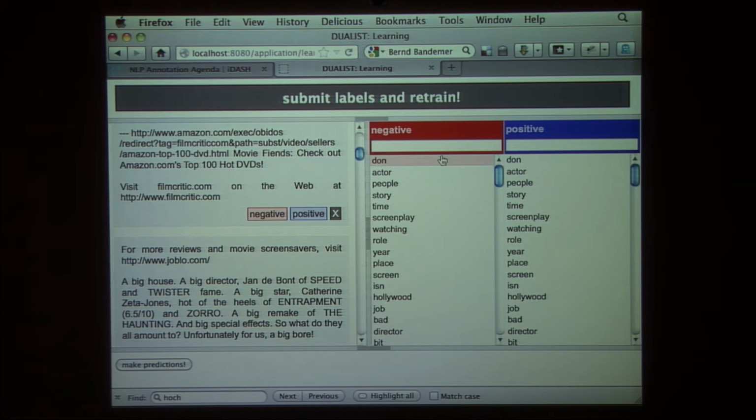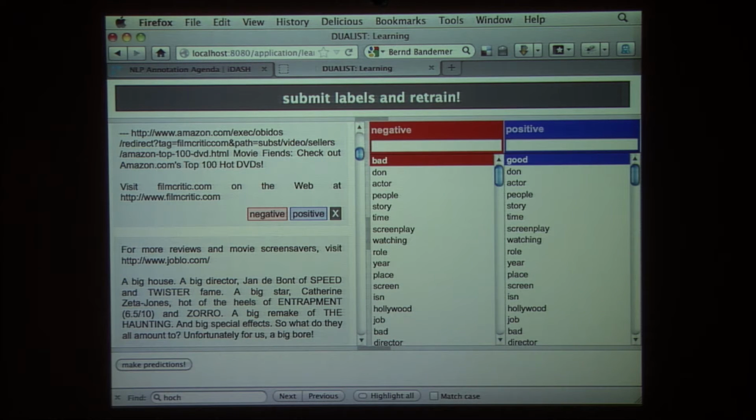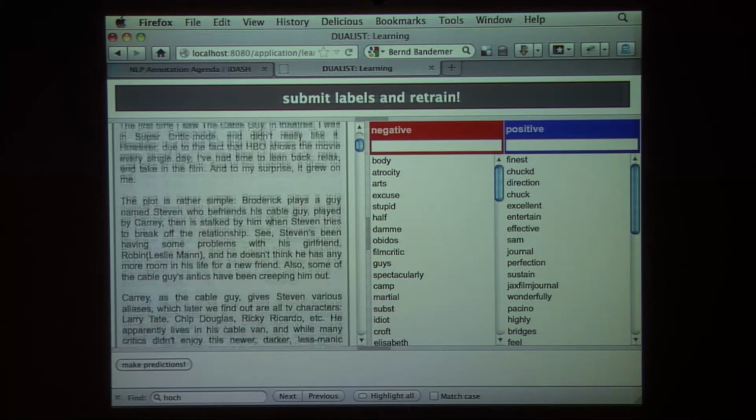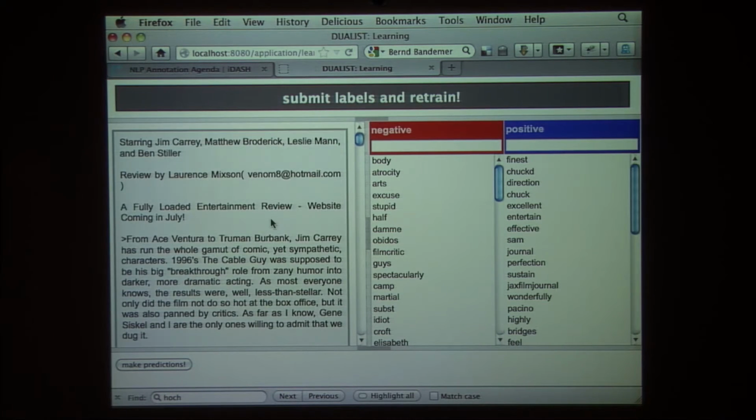And over on the right-hand side, we've got columns that correspond to the different classes in this particular task, negative and positive. We can jumpstart this process by saying the word bad indicates a negative review, and the word good indicates a positive review. Then click submit label and retrain, and it immediately asks us a new set of questions. Over here on the left, we've got documents that it's selected via active learning. And on the right-hand side are features that it's soliciting labels for.